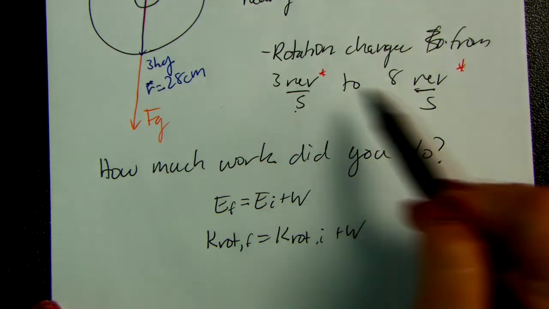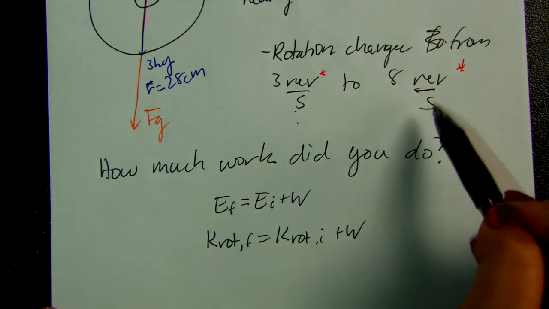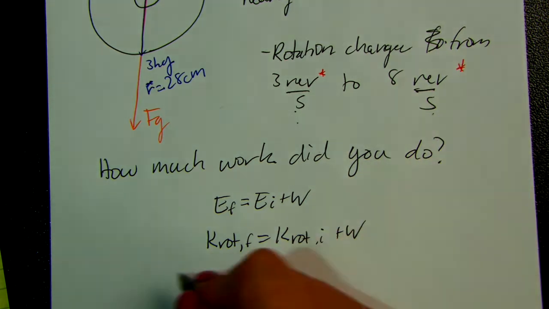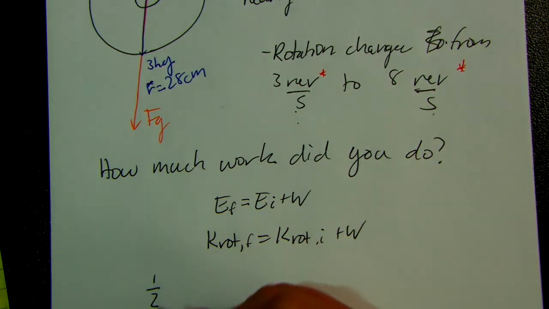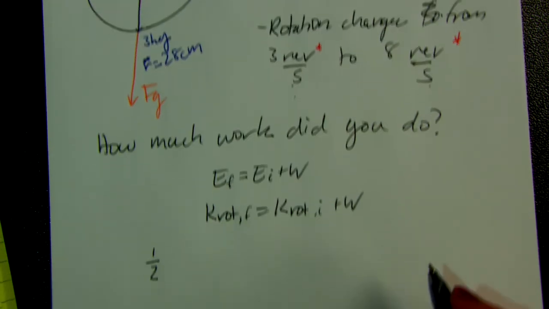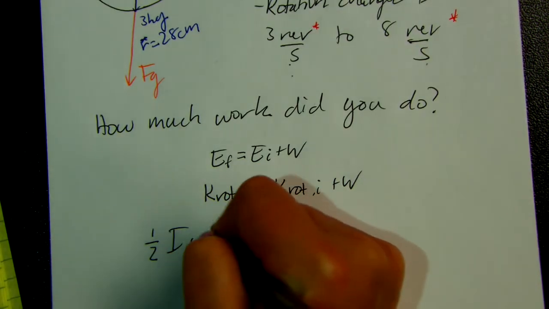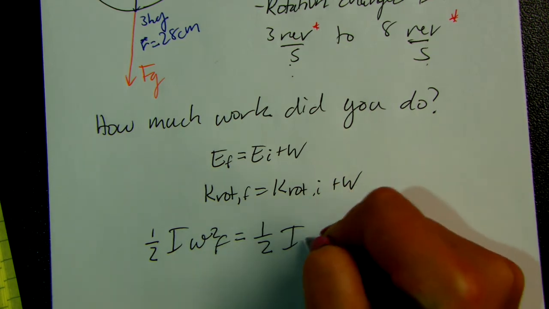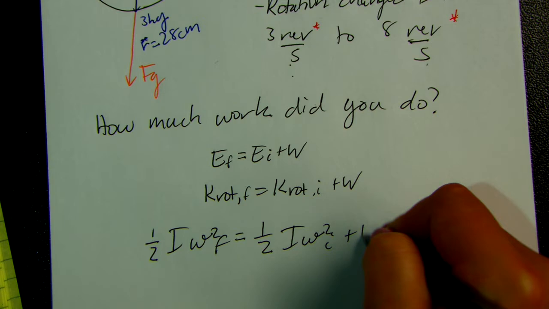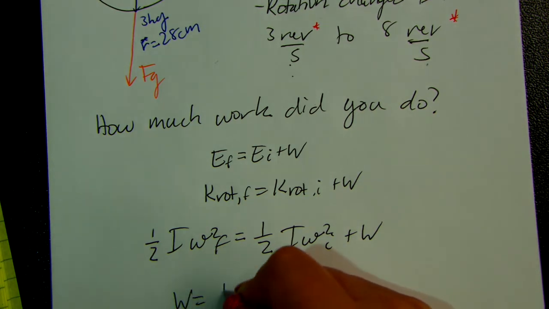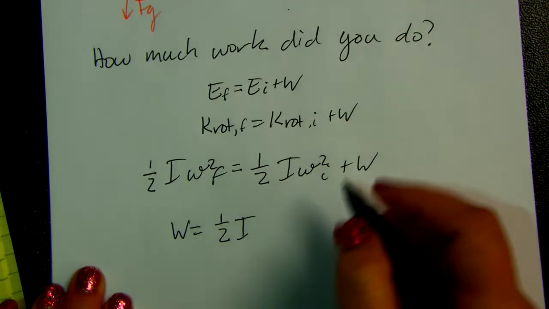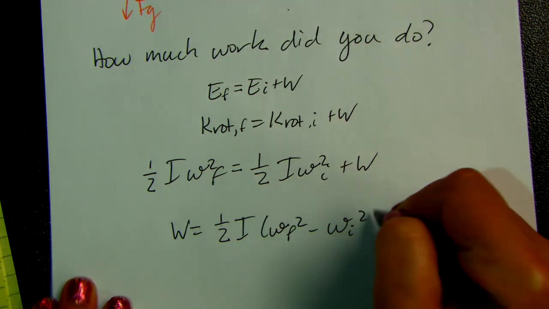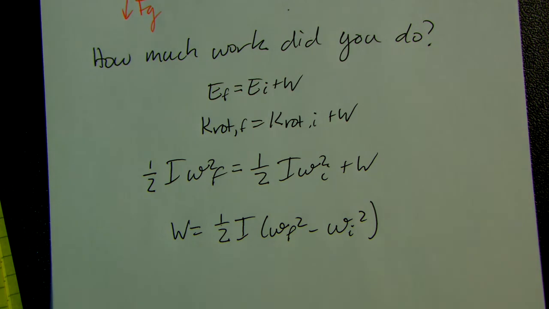Given from where the problem started, going from 3 to 8, it started already in motion. Okay, so we know how to calculate rotational kinetic energy for a bike wheel-like object. So we have 1/2 I omega squared final is equal to 1/2 I omega squared initial plus work. Work is equal to 1/2 times the moment of inertia, omega final squared minus omega initial squared. Okay, we need to deal with I.